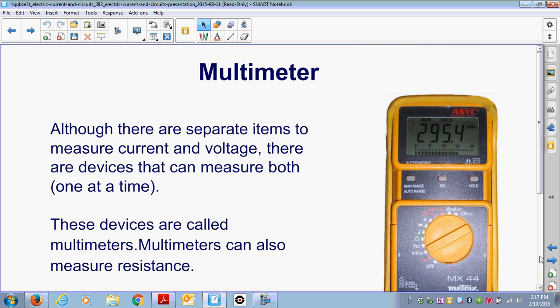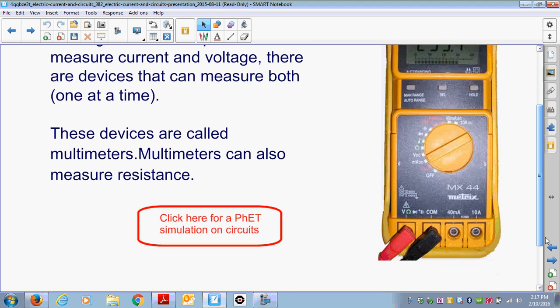Although there are separate items to measure your current and your voltage, there are also devices that can measure both. It can't do it at the same time, but it can measure it at one time and then another time. These devices are called multimeters. Multimeters can be used to measure resistance, and as you saw from the ones in our class, our multimeters can also measure AC current, AC voltage, and also capacitance, and also information about diodes.